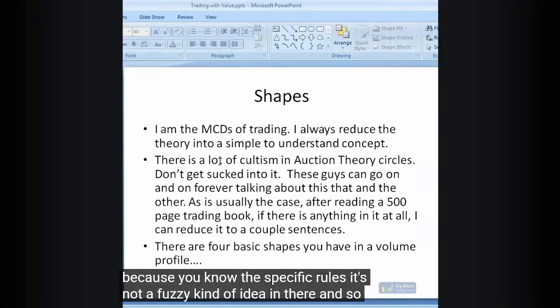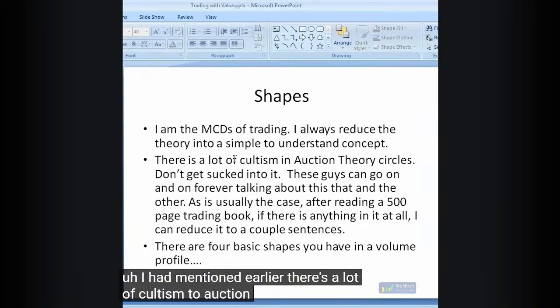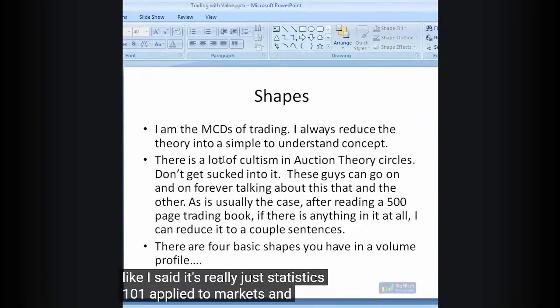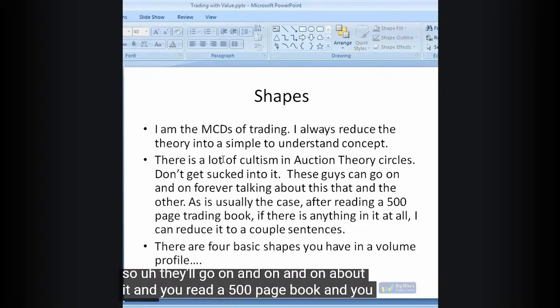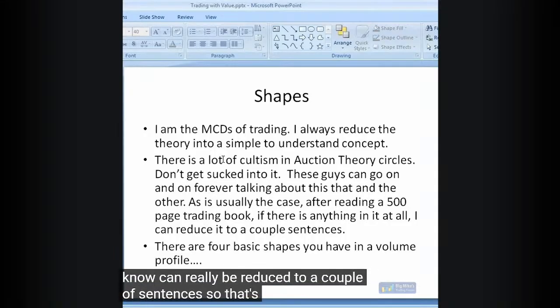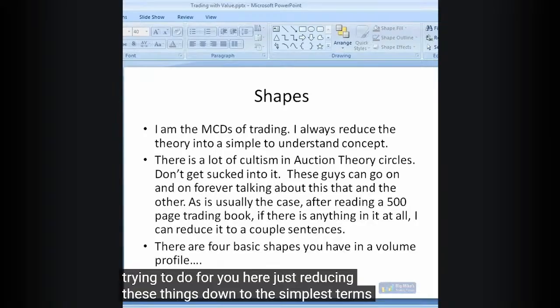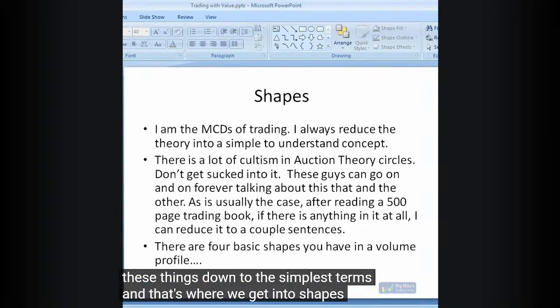And so I had mentioned earlier there's a lot of cultism in auction theory circles, and like I said, it's really just statistics 101 applied to markets. And so they'll go on and on and on about it, and you read a 500-page book, and it can really be reduced to a couple of sentences. So that's what I'm trying to do for you here. I'm just reducing these things down to the simplest terms, and that's where we get into shapes here.